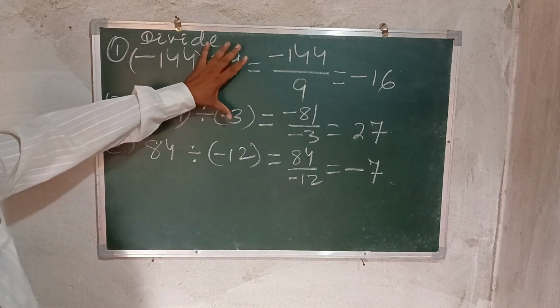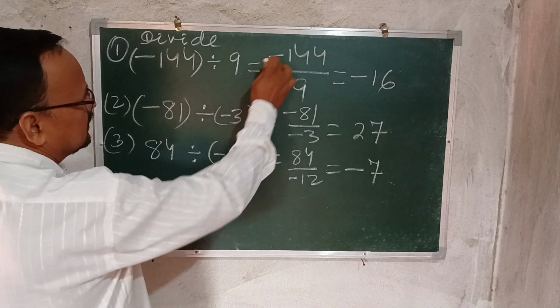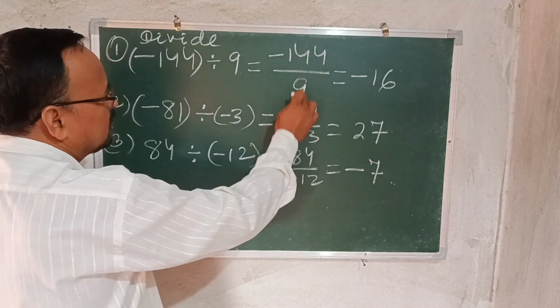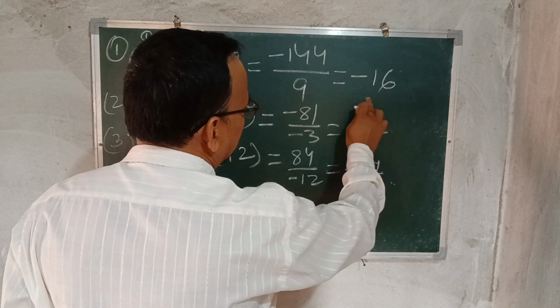So these are the division. And how to solve them? First divide the sign, then divide the numbers. Then you get the result, or you get the quotient.